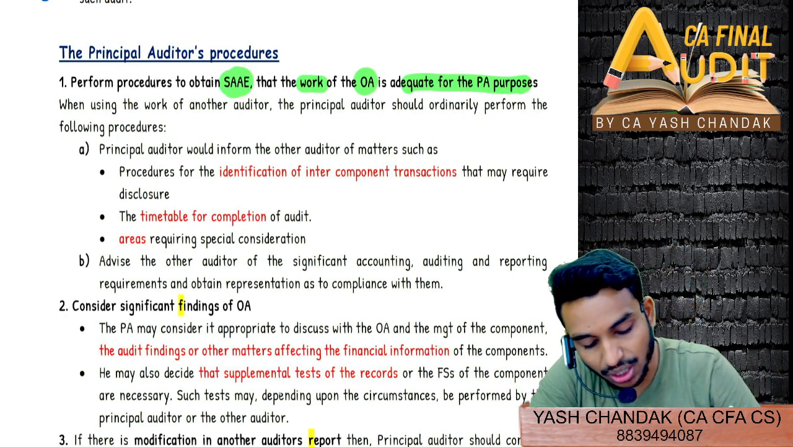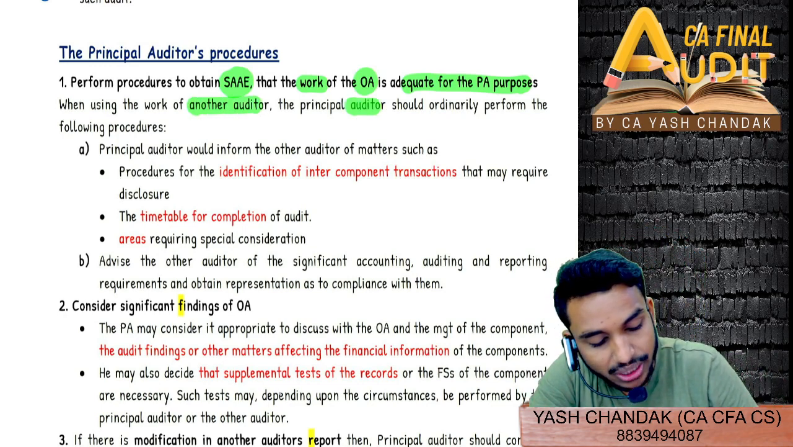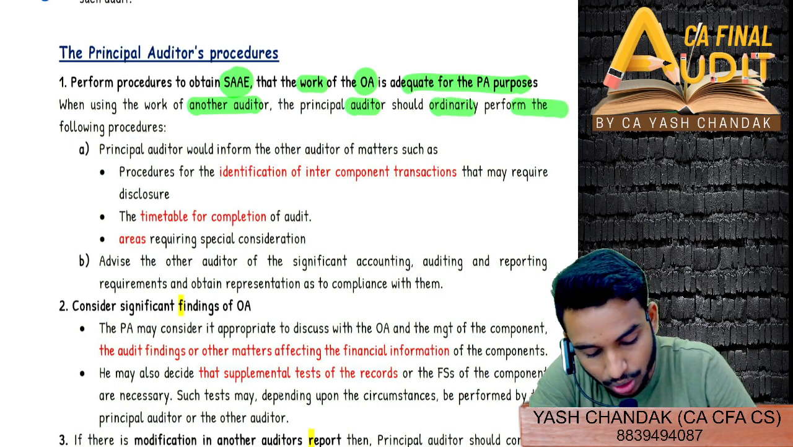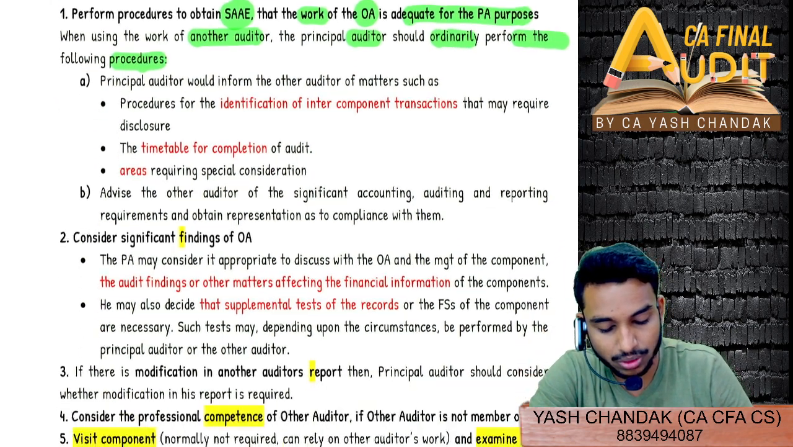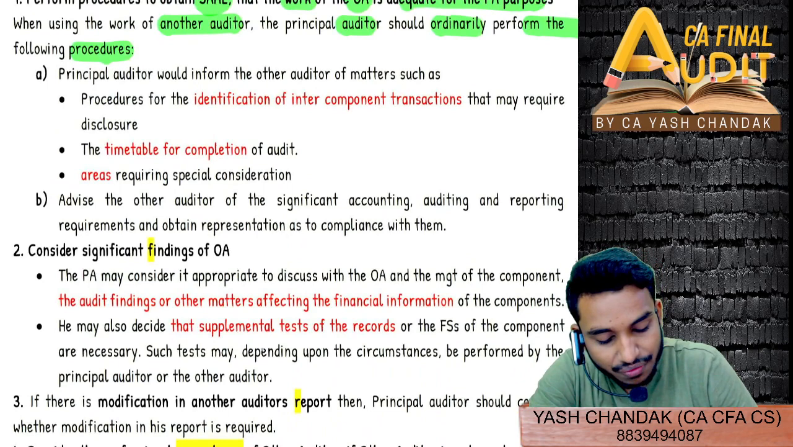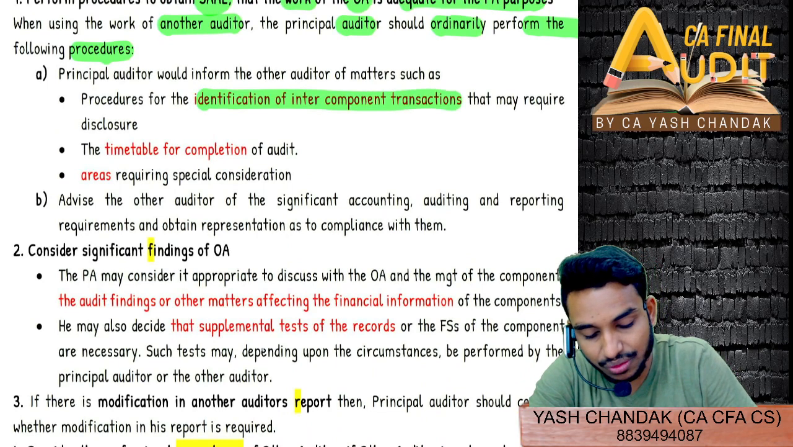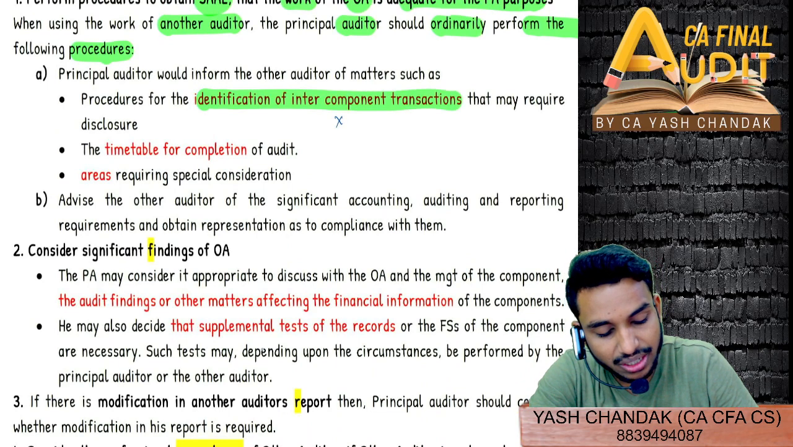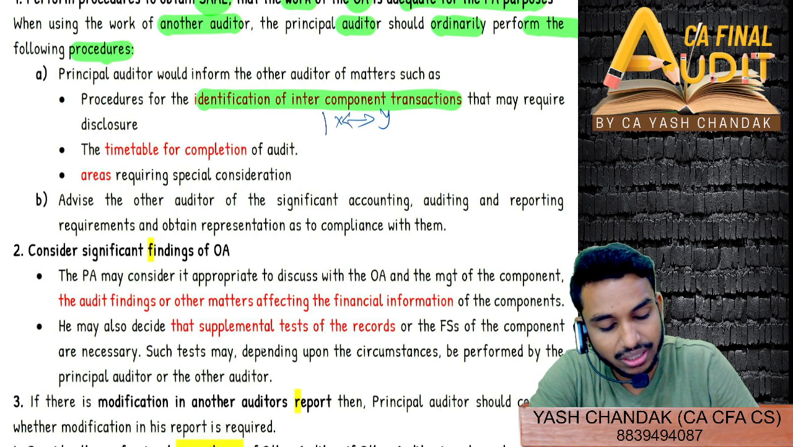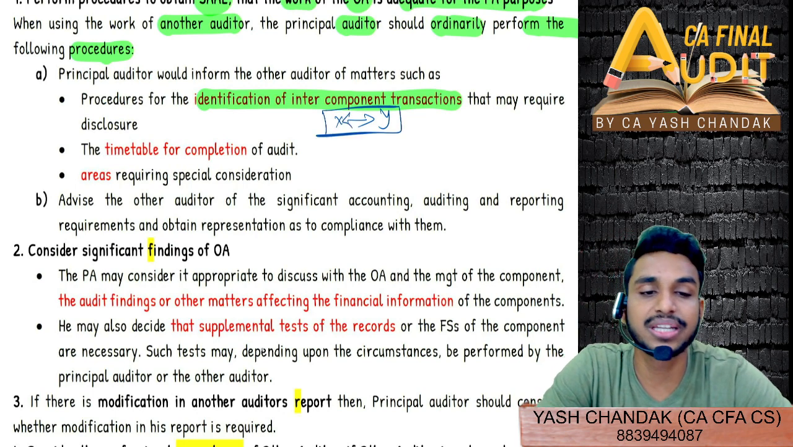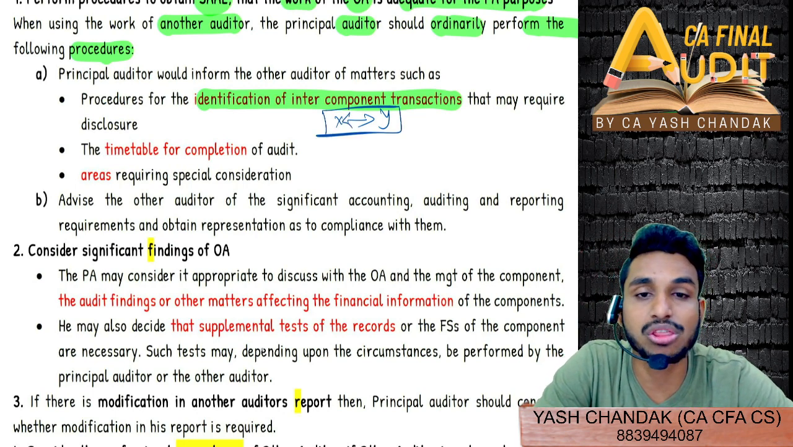Now when using the work of another auditor, the principal auditor should ordinarily perform the following procedures. What procedures will you perform now? First of all, you will identify intercomponent transactions. The transactions between components have to be eliminated, right? These are generally eliminated at the consolidation level.